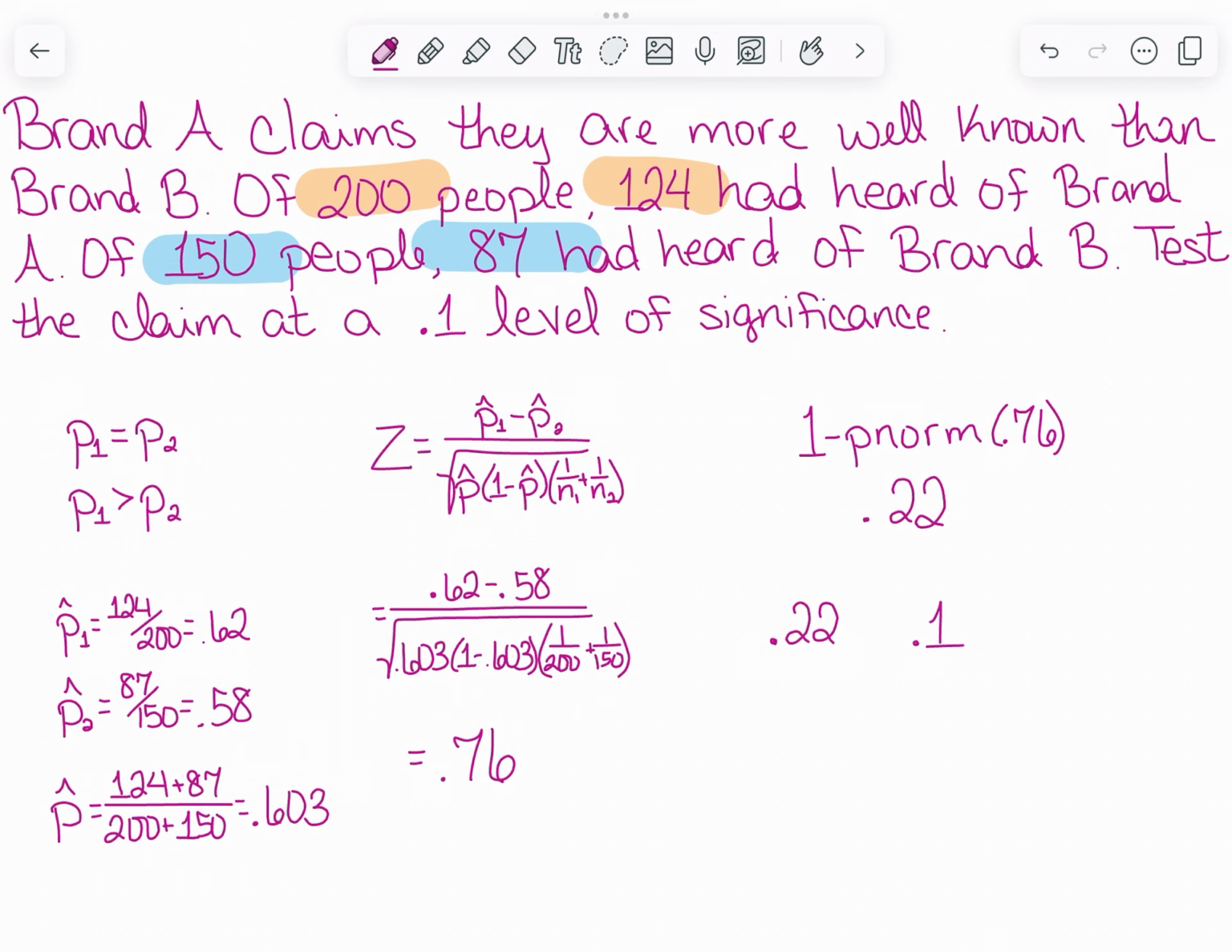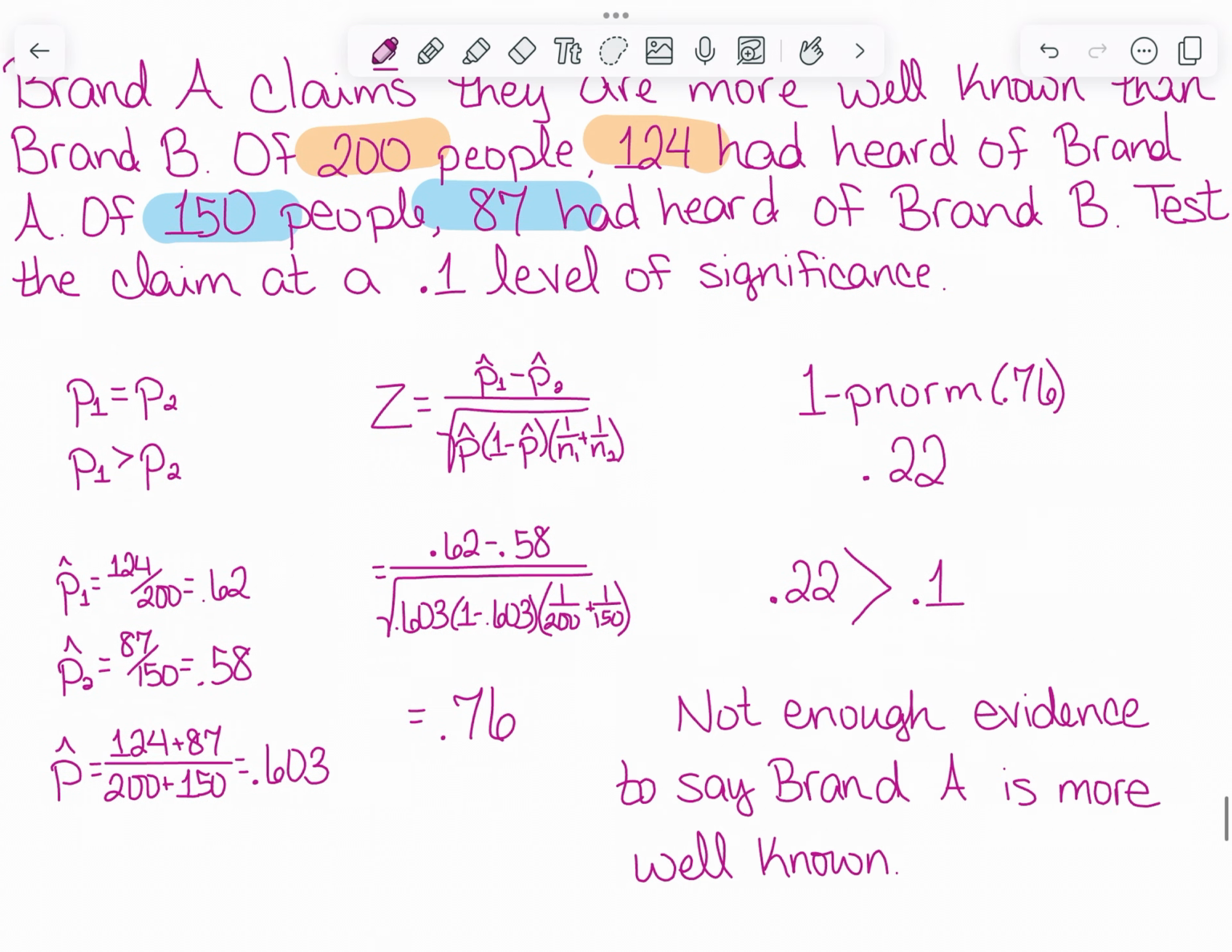Finally, we need to compare my p-value with my level of significance, and I can see that in this case, the p-value is larger. When the p-value is larger, that means there's not enough evidence to say H0 is false. In terms of the problem, this tells us that there's not enough evidence to say that brand A is more well-known than brand B.